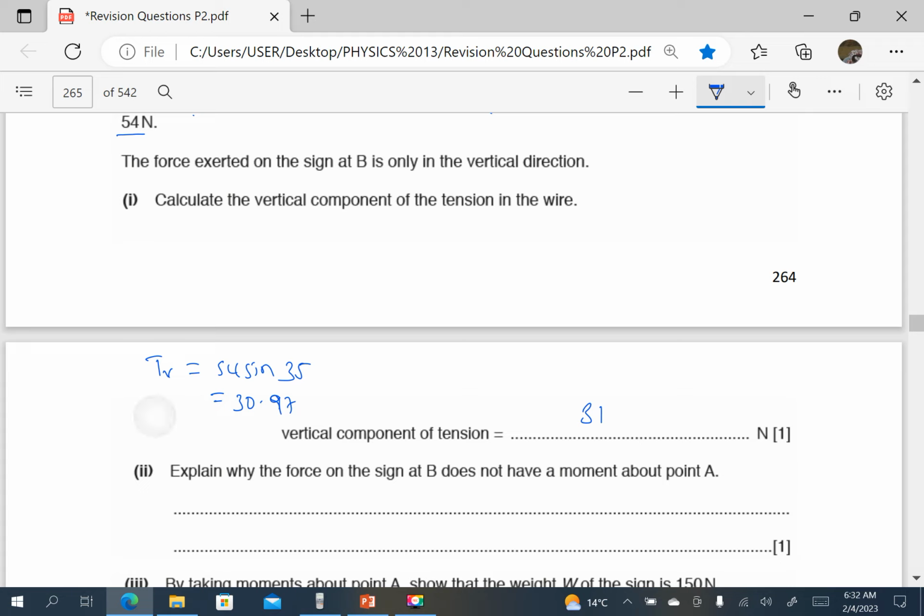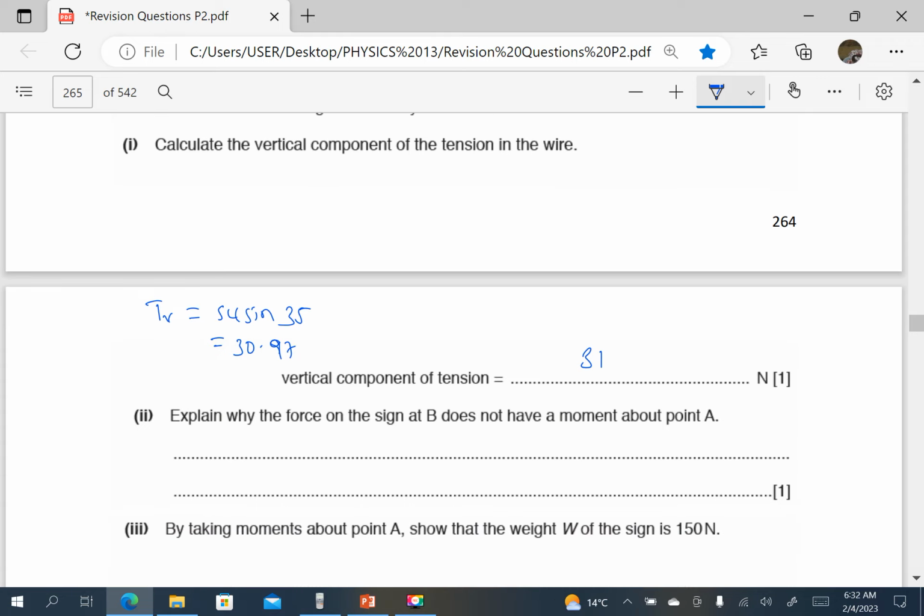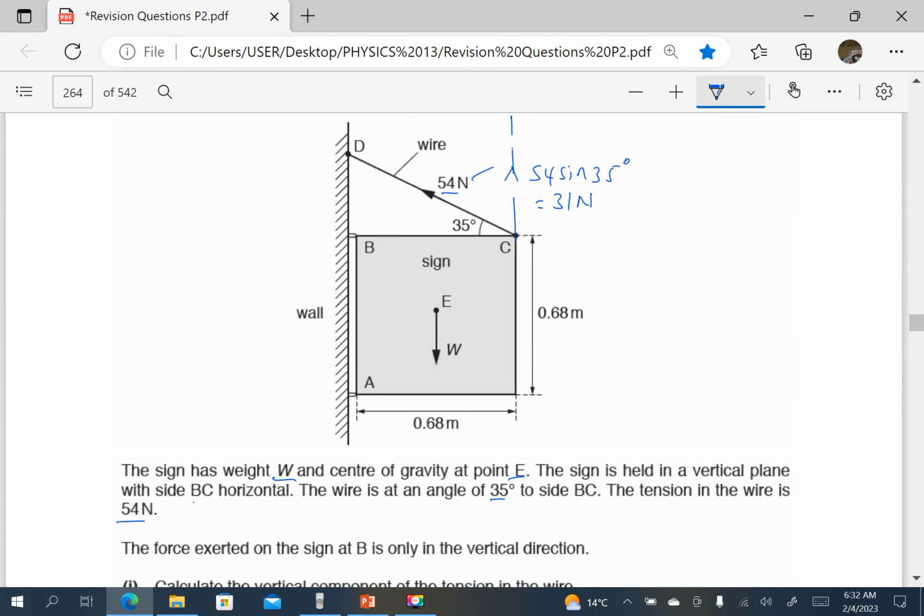Explain why the force on the sign at B does not have a moment about point A. The force on the sign at B does not have a moment about point A because its line of action will actually be going through A. Because they said the force at B is only acting in the vertical. Since it is acting in the vertical, then its line of action passes through point A. That means the perpendicular distance is going to be 0.